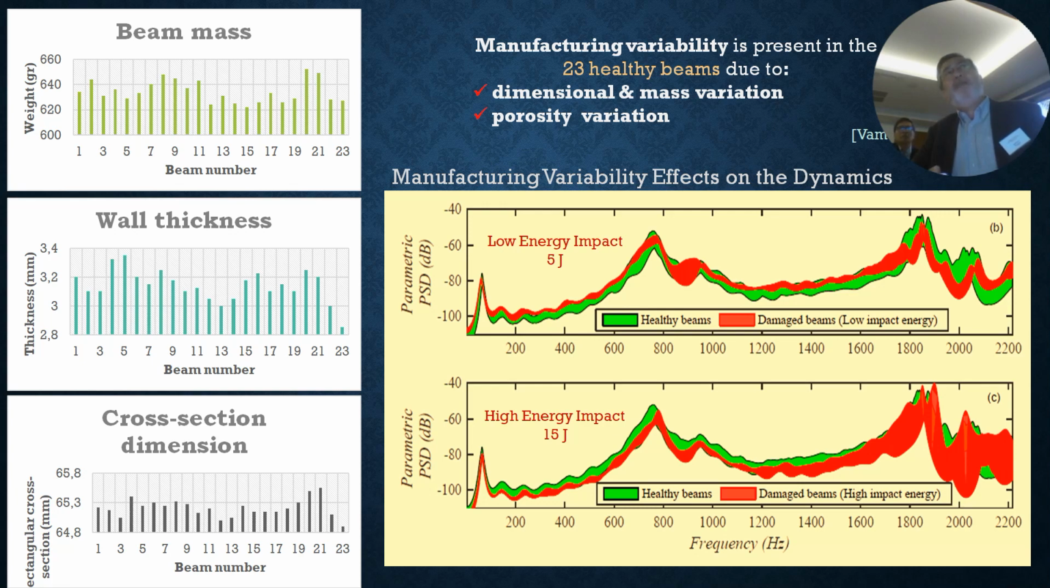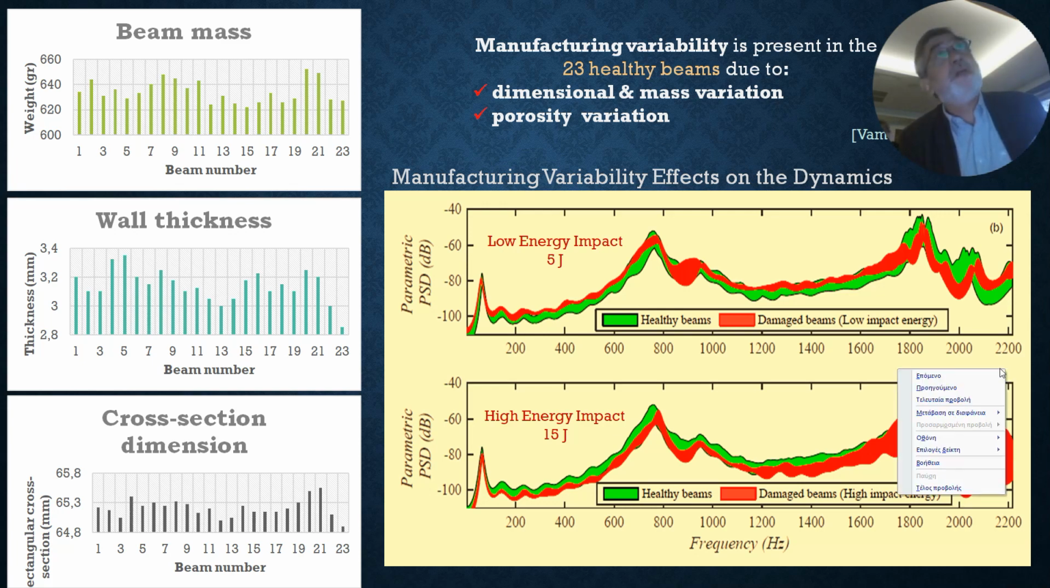And then once you have a damage, which are the red curves here, then these red curves pretty much follow or pretty much fall within the green areas. So it means that it is very difficult to diagnose damage because of uncertainty. It is becoming very, very difficult. This is for low energy impact, but it is also not very different when one goes to a higher energy impact. So we are having problems because of the uncertainties.